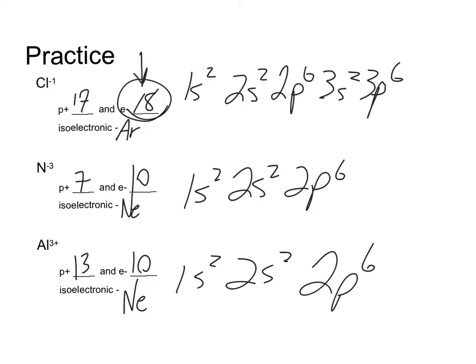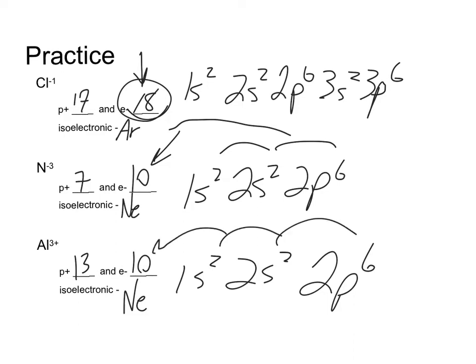Again, you're just going until the total from your superscripts adds up to the total number of electrons that you have. That's the big kicker. Make sure the totals account for every single electron you have, no more, no less.